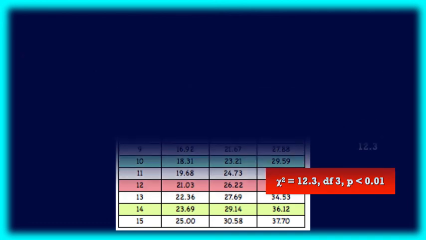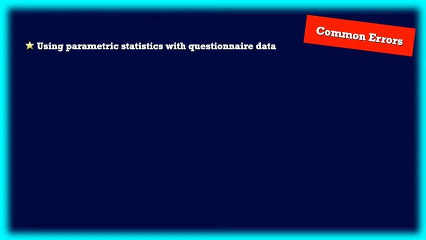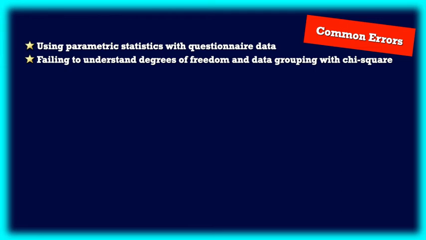So that's the 3 statistics that we've looked at, just to get the principles. Now the kind of common errors that I see frequently again and again and again. People use the wrong statistics with questionnaire data. You must use non-parametric statistics. Most papers I see, most conference presentations I see, get that wrong. That's a serious error. And you've got to understand degrees of freedom, and that means you've got to look at this program a few times and maybe get hold of a good book. And you've got to group the data with chi-square.